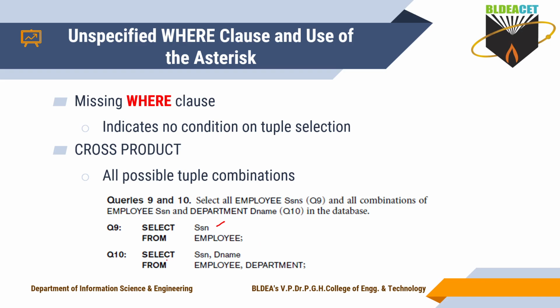But if I go for select SSN and D name, SSN is from the employee table and D name is from the department table. Then you have to combine these two. If you want to join these two, a where clause is necessary, but here I have not used the where clause. If the where clause is missing, then it performs the cross product. This is what happens when you use a query without a where clause.